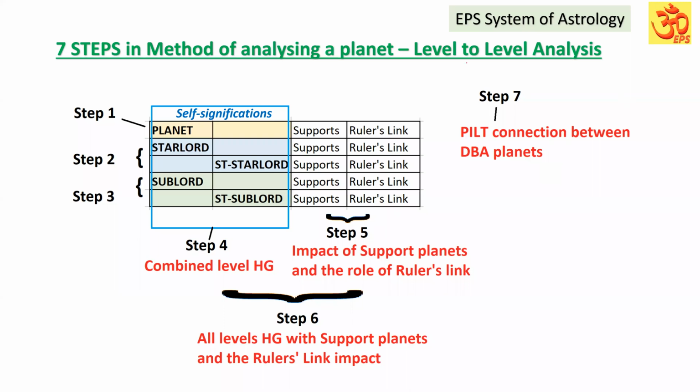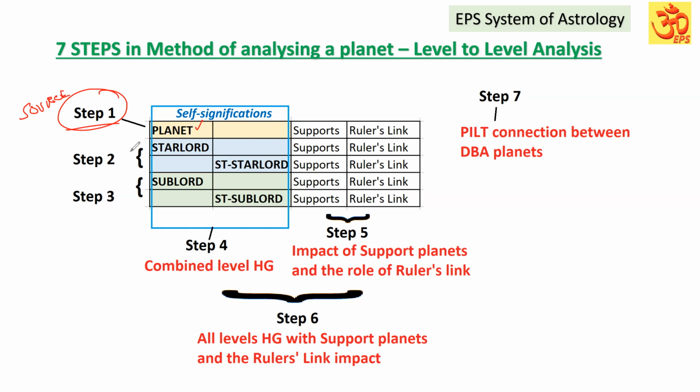What are the 7 steps in the method of analyzing a planet, level to level analysis? Step number 1, we have to study the planet. We know that we have to study the planet, star lord, star lord of the star lord, sublord and star lord of the sublord. At 5 levels, we have to study that. We studied it in the previous lesson also as a basic method of analysis. Now, as per the steps, step number 1 is studying the self-signification of the planet, that is the source planet.